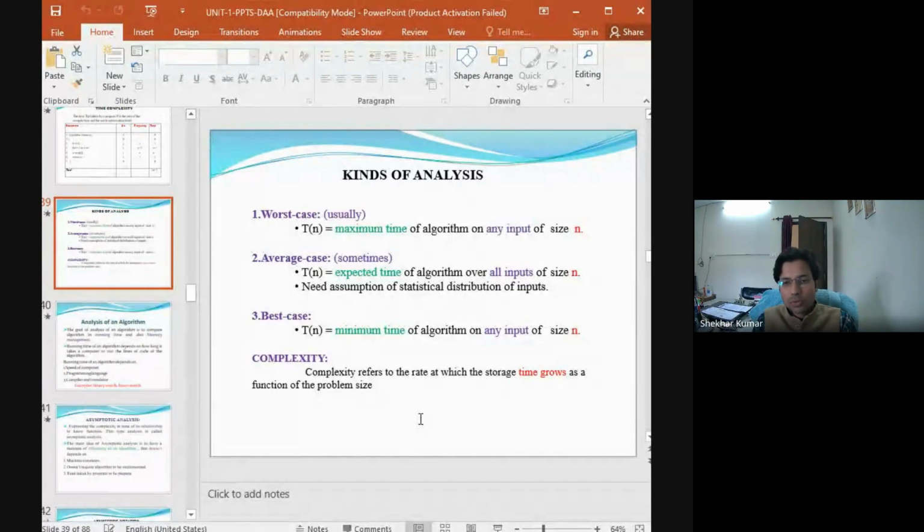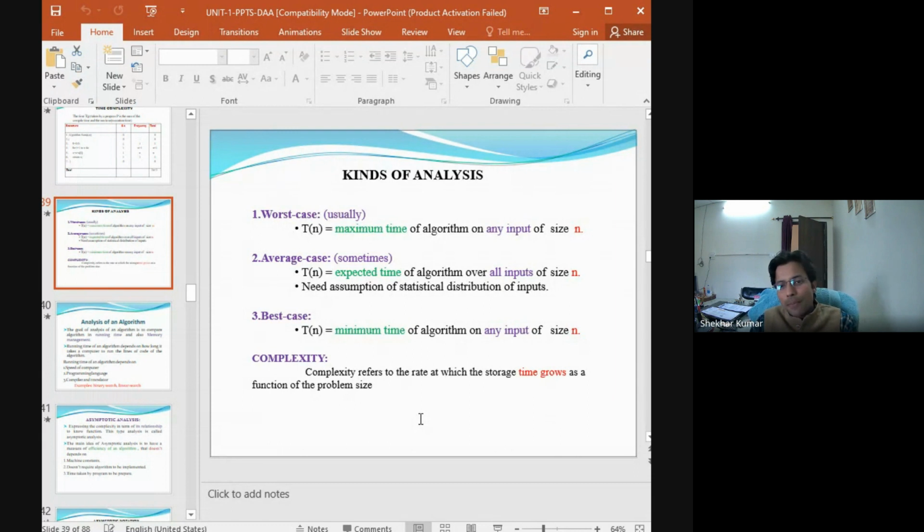Okay, in the previous class, we discussed different types of analysis, that is, how an algorithm works, from order of 1 to 2 to the power n. So there are three kinds of analysis: worst case, average case, and best case, which we discussed earlier also.